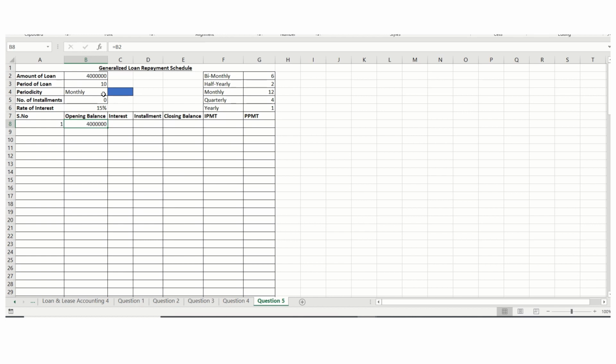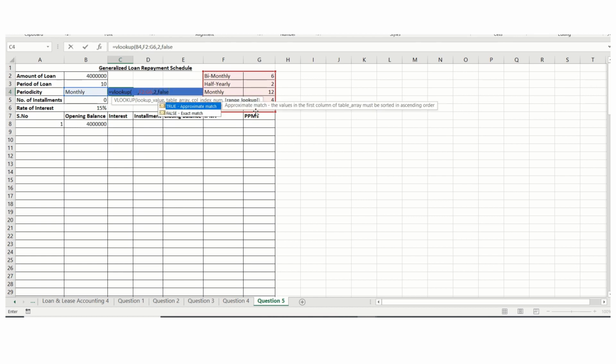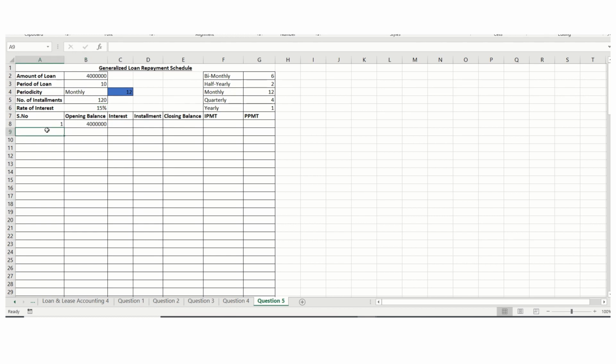So my periodicity is monthly. So let's find out what is the value of the periodicity. Look up for monthly in this table. Column 2, match is exact. Enter. Okay. My number of installments is period multiplied by periodicity, which is 120. Okay. So यहाँ पे first होगा.